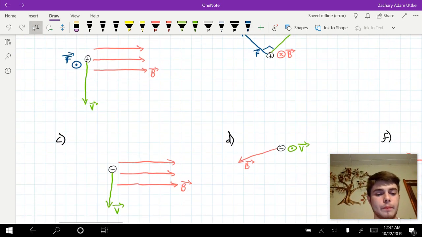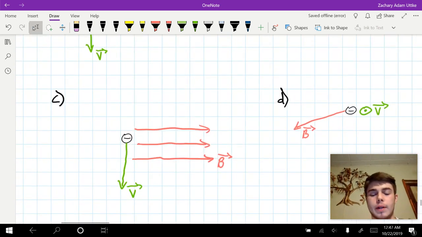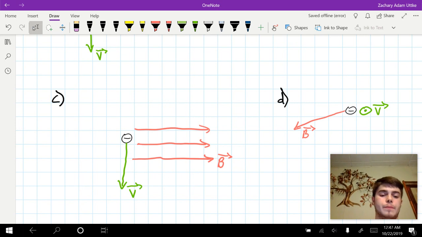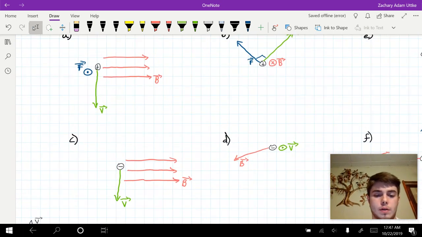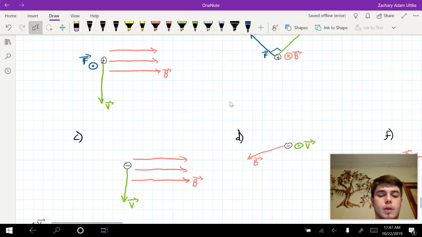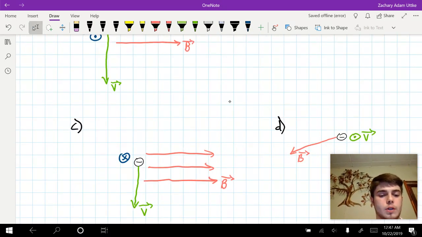Okay. Part C. So here we're introduced to a negative particle. And let's just start by treating it as if it were positive and then switching our answer. So velocity, our thumb is directed downward, kind of just like part A. And B, our fingers are directed to the right. So the force appears to be coming outward, but because it's a negative particle, the force is reversed. So instead of the force being out of the page, the force is actually into the page. And that's just because it's a negative particle.